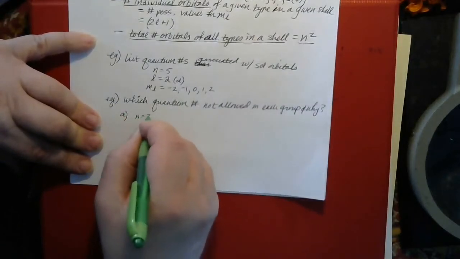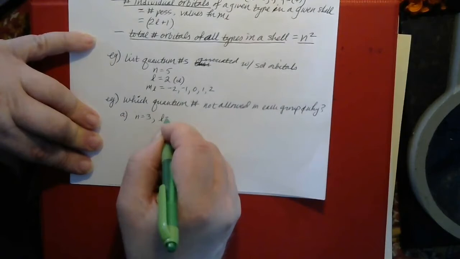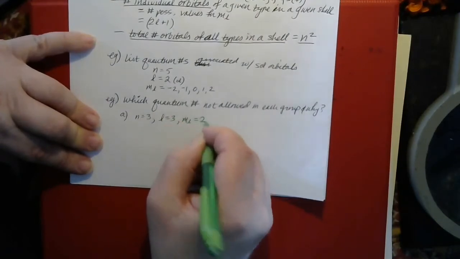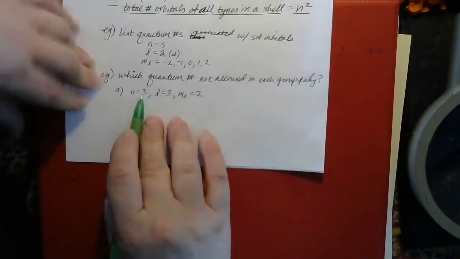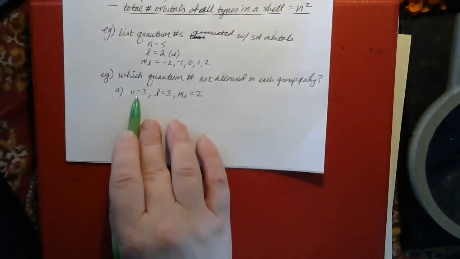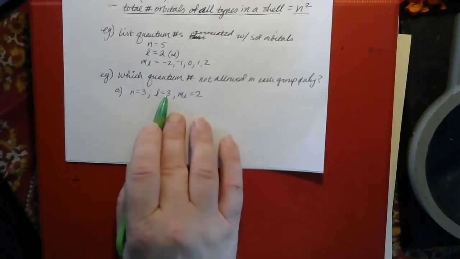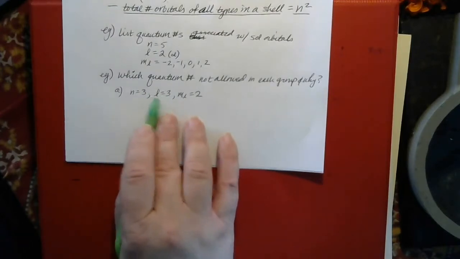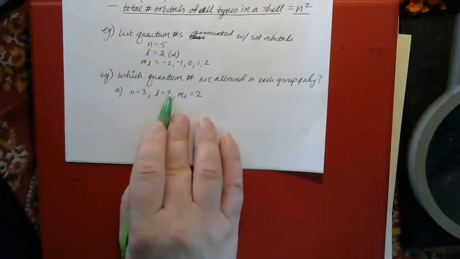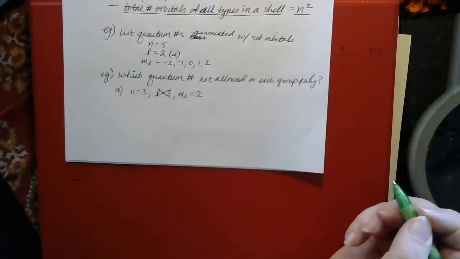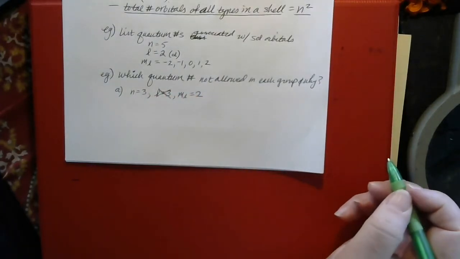A is n equals 3, L equals 3, m sub L equals 2. Well, out of this list of quantum numbers, we know n can be any whole number from 1 on up, and so this is okay. The values of L can take values from 0 up to n minus 1. Uh-oh. 3 is n, not n minus 1. So L equals 3 is the impossible value.